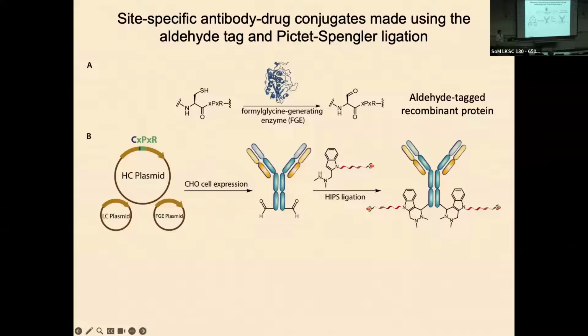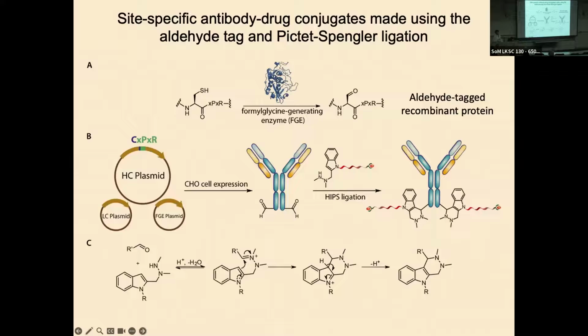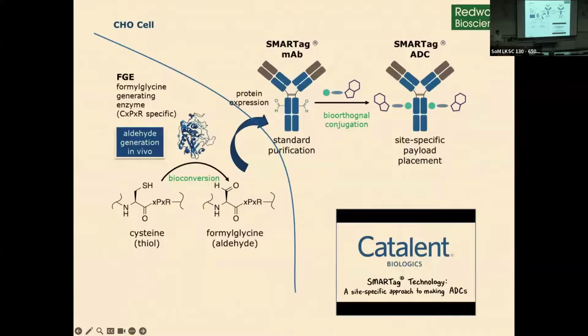The aldehyde is bioorthogonal on the surface of a protein. There's no aldehydes in any of the natural side chains. And we invented a chemistry that we call the HIPS ligation that allows one to specifically attach anything of interest to these aldehydes, like the linker in a drug for an ADC. And if there's any hardcore chemists in the audience and you're wondering, how does that HIPS reaction work? Here's the mechanism, okay.